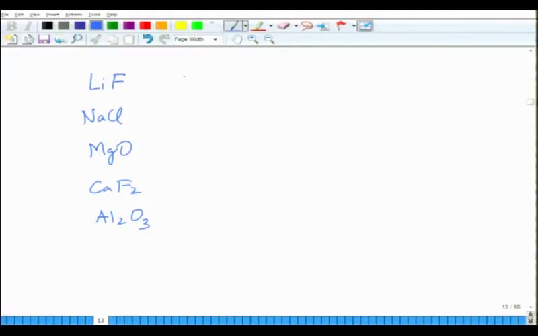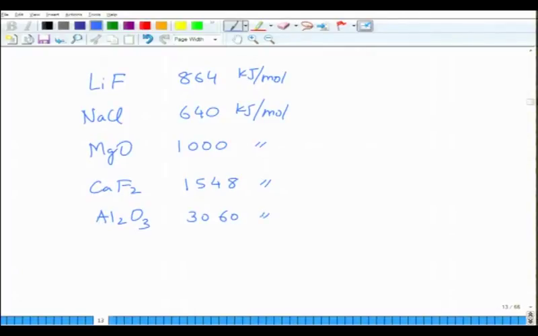If I take the values, this is for example 864 kilojoule per mole. On the other hand, the value for NaCl is 640 kilojoule per mole. Magnesium oxide has a value which is 1000, calcium fluoride has a value of 1548, and aluminum oxide has a value of 3060. These values can be found in any standard text, for example Raghavan's Materials. Now, which of these do you expect to have the highest melting point, and which the lowest melting point?